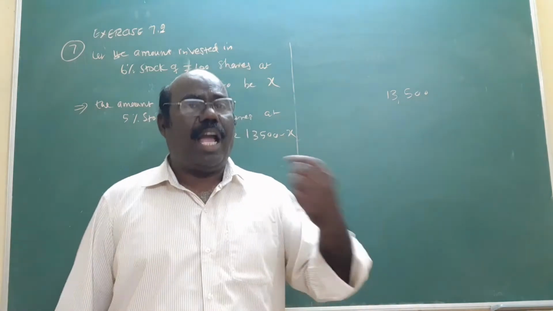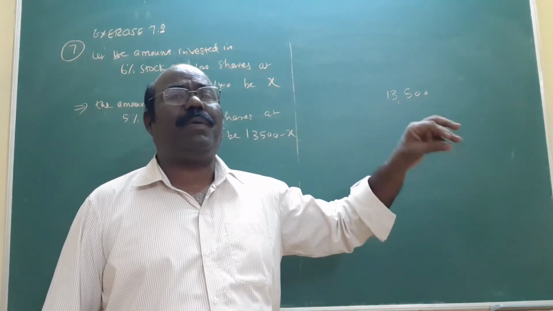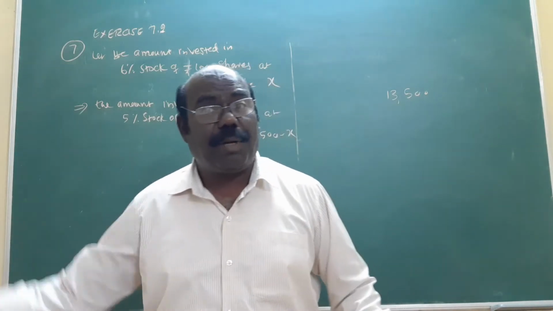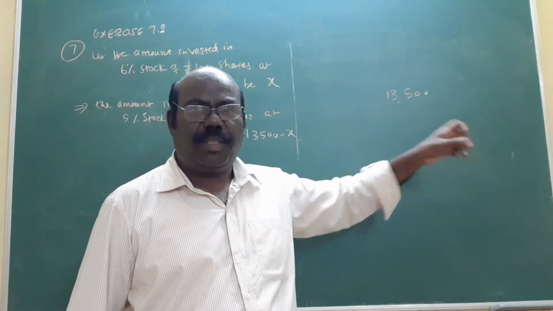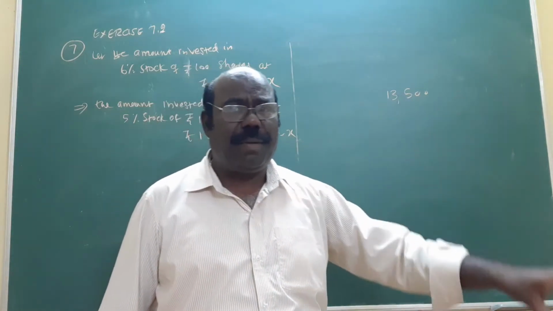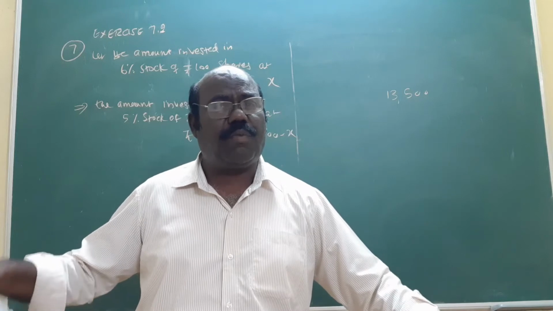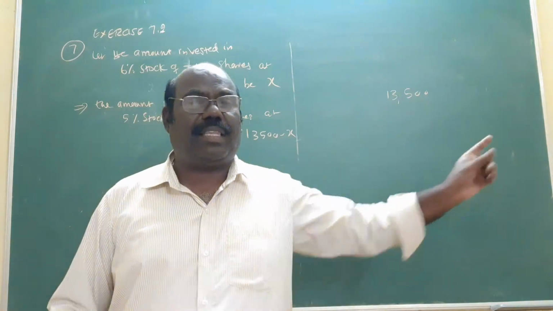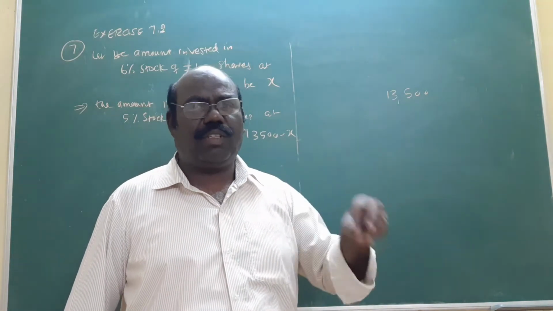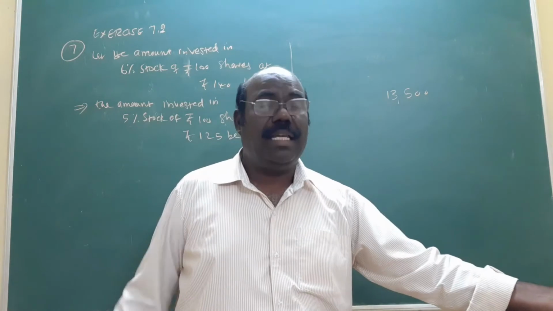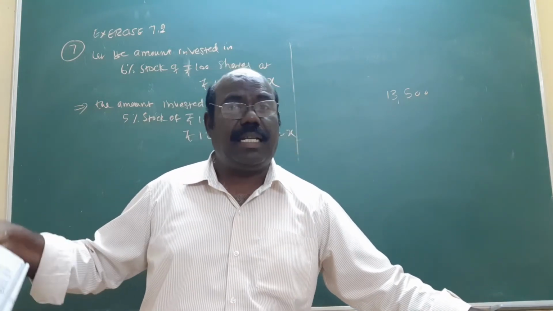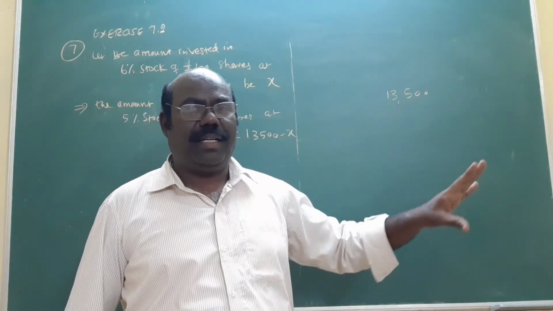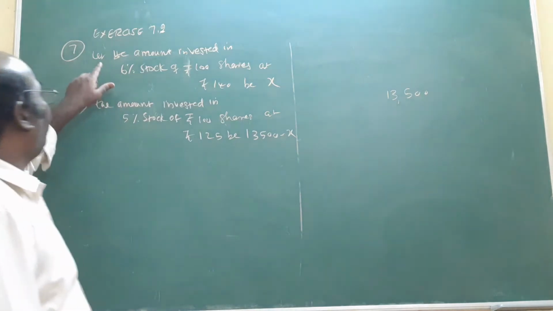Let X be the investment of the first company. Automatically, what is the remaining amount? The total amount is 30,500. X is the investment of the first company, so 30,500 minus X is the investment of the second company. Then only by adding both we get 30,500. First company investment is X means the remaining amount should be 30,500 minus X. That is the concept.